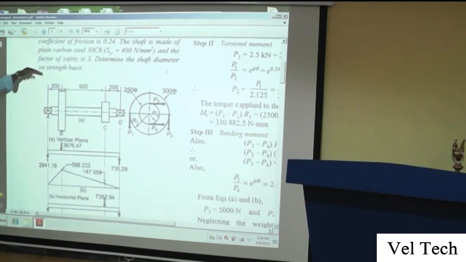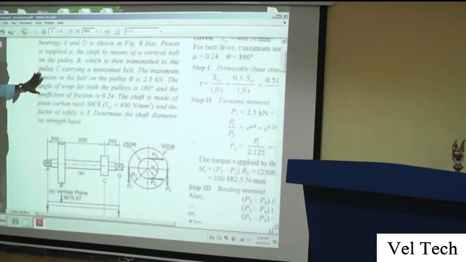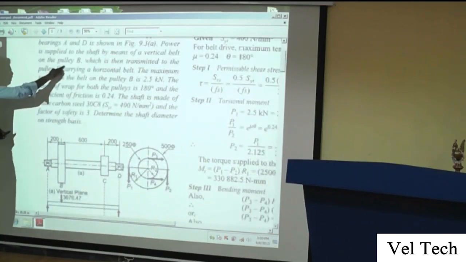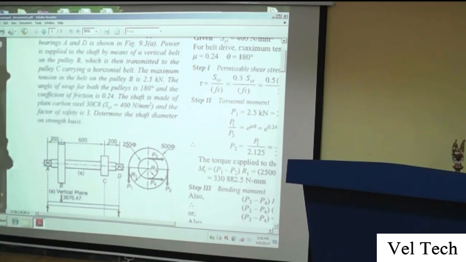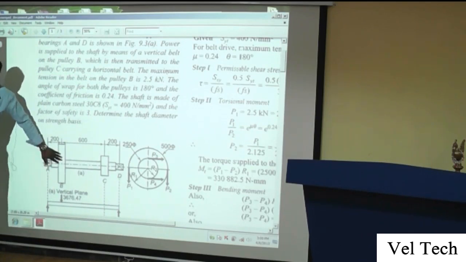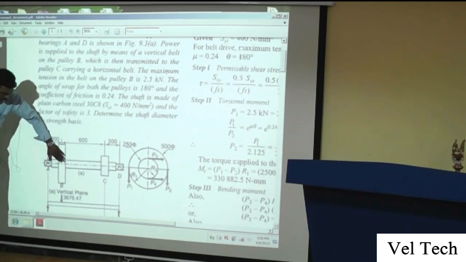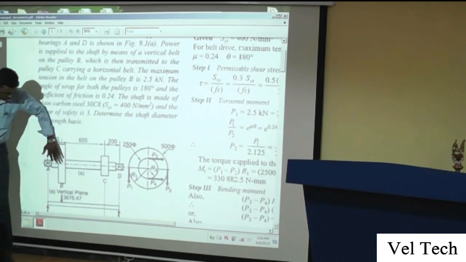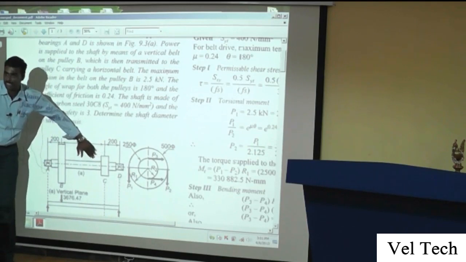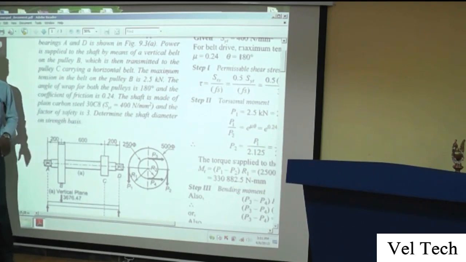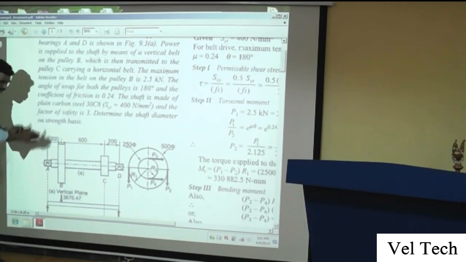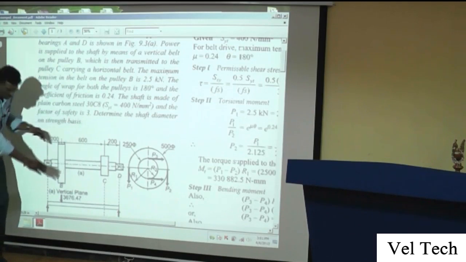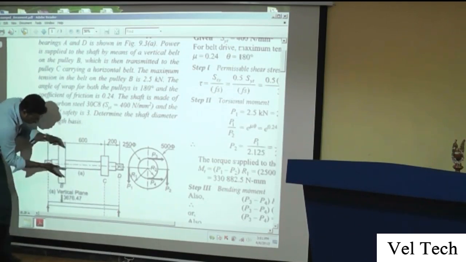So when we talk about pulley B, the maximum tension on the pulley, that is P1, is equal to 2.5 kN, given in your problem. Then the idea is to find out the P2 value. So what is the general formula for the design? P1 by P2 is equal to e power mu theta. Mu value and theta value are given in your problem. From this equation we can easily find out the P2 value. So the tension on the tight side and slack side for pulley B is determined.